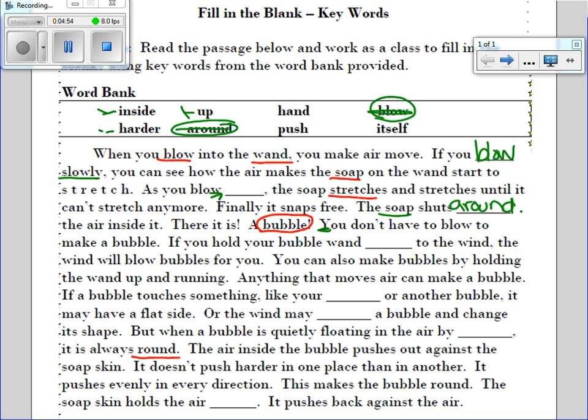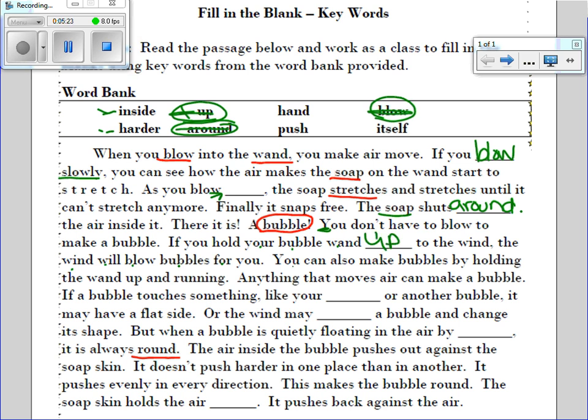to make a bubble. If you hold your bubble wand to the wind, the wind will blow bubbles for you. Oh, well, I think that it's blowing. If I hold my bubble wand, now I already know about bubbles a little bit because I have some background knowledge about bubbles. So if I hold my bubble wand up to the wind, then I think up makes the most sense. So I'm going to take up, and I'm going to put up in my blank.